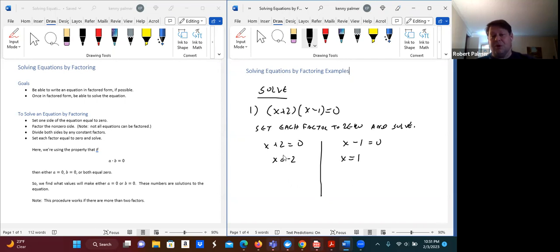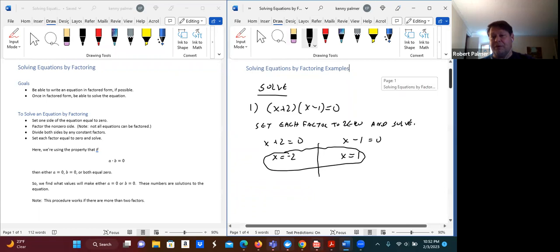Those are our solutions, both of those. Because if we plug in, for example, -2 for both x's at the same time, it will make this factor 0, since -2 plus 2 is 0. If you plug 1 in for both x's, it makes this factor 0, because 1 minus 1 is 0. So these both give a true statement.